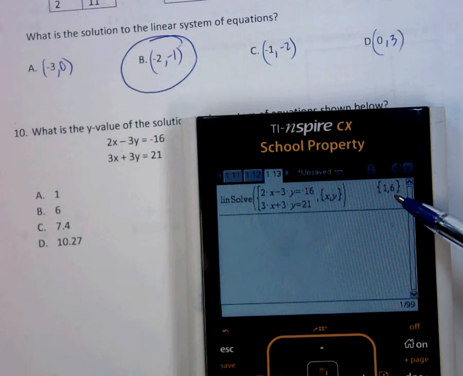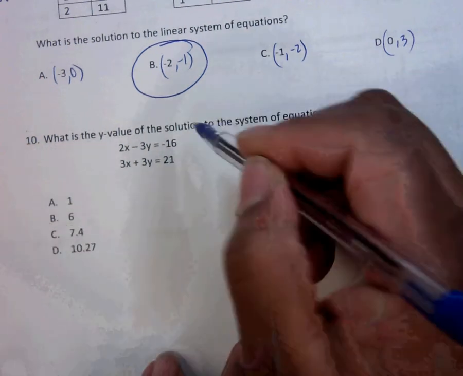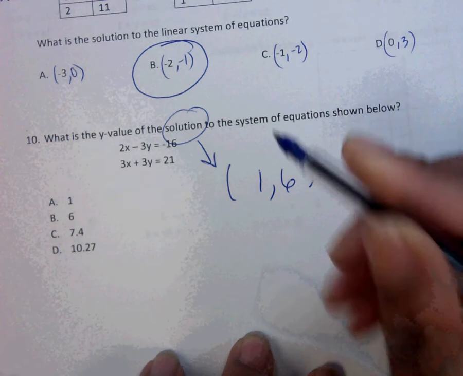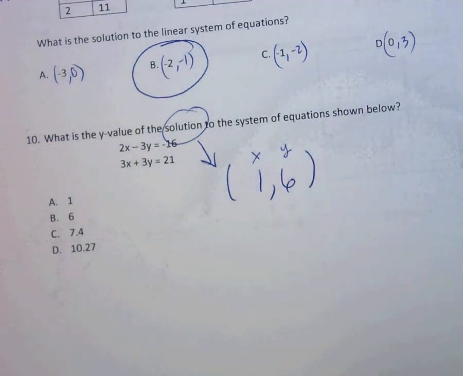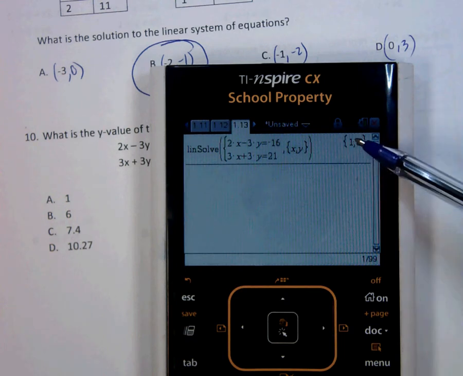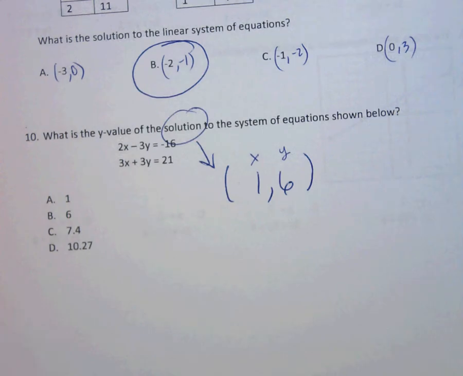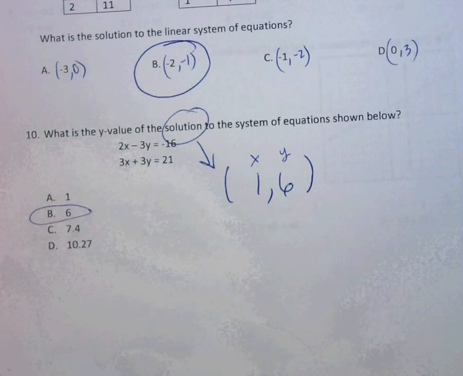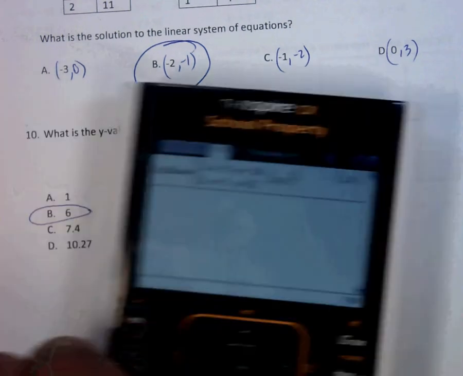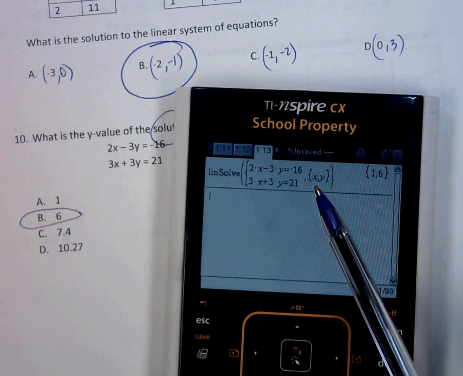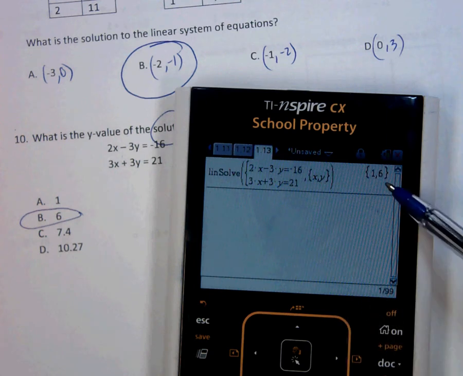Now I know you see brackets, but when you write the solution, you need parentheses. Always make sure the x is first and the y is second. That means these numbers were in order: 1, 6. I want the y value, so the answer is 6. Don't always assume that the calculator gives you y second. It depends on the way you set it up. And when we set it up, we had x first and y second, so yes, our second number will be y, which is 6.